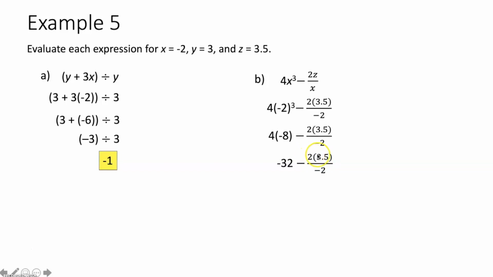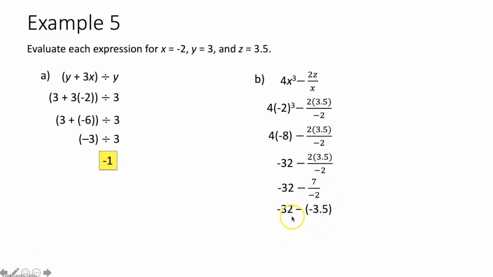Multiplying two numbers together that have the same sign, we're going to get a positive answer. So 2 times 3.5 is going to give you 7. We now can divide 7 and -2. So how do we divide these two numbers? Well, since this number is positive and this number is negative, they have different signs. So our quotient, our answer, is going to be negative. So 7 divided by -2 is going to be -3.5.